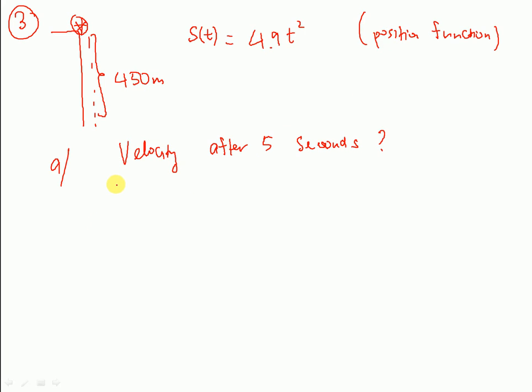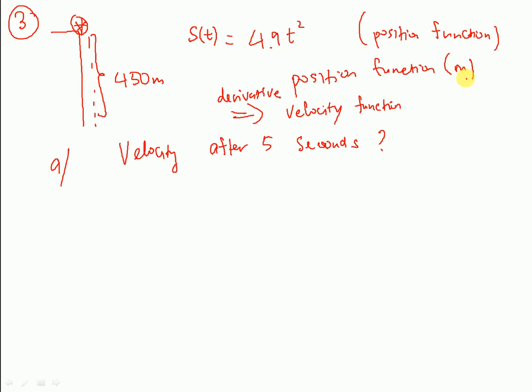So you have to remember, if I have a position function, or the location of the object, now, if I take the derivative of the position function, I should get the velocity function. Because the position function is in meters, when I take the derivative, I take the meter with respect to the time. That means meters per second, which is the velocity function.